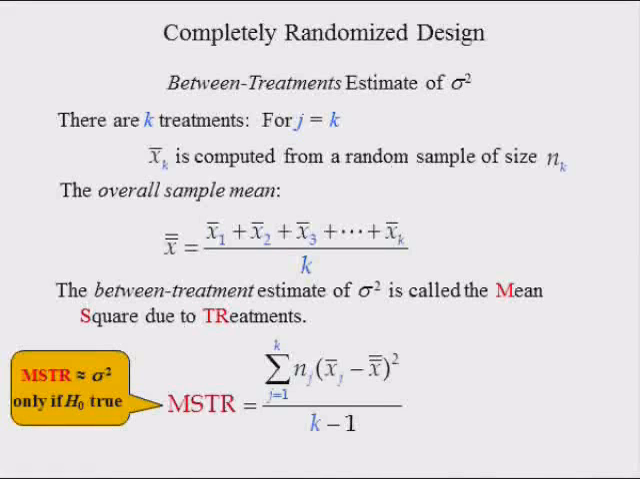Since the variance of the sample means is sigma squared divided by n, the mean square due to treatments is an estimate of n times sigma square divided by n. Canceling the n's results in an estimate of sigma square, which is a good one under the null hypothesis.